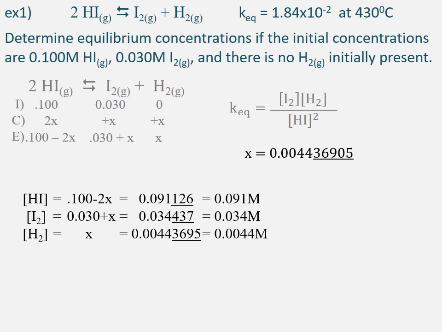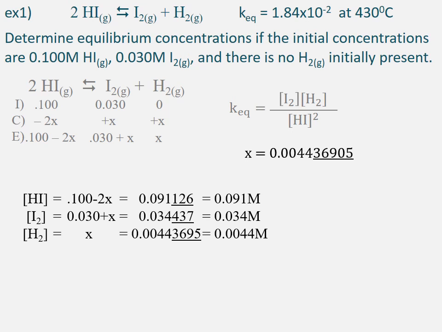Now, where did my significant figures come from? Well, going through the quadratic to solve for x, this is the shortcut we're going to take. We're just going to say if we have 3 significant figures in the HI, we've got 2 significant figures in the I2, and our Keq has 3 significant figures, then our answer will be limited to 2 significant figures. The lowest number of significant figures in the numbers that we have been given.